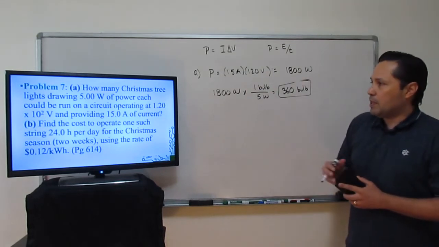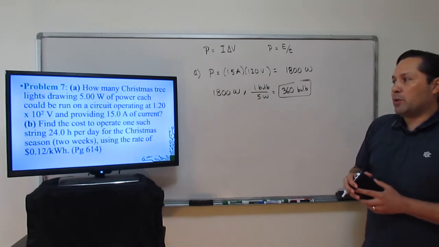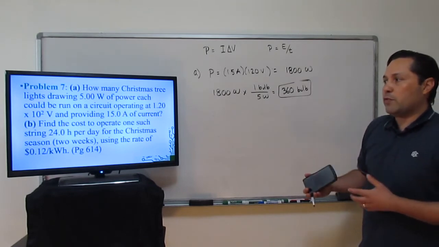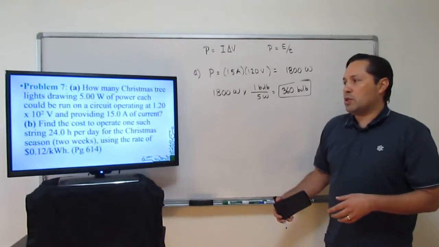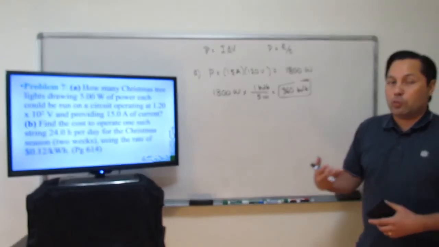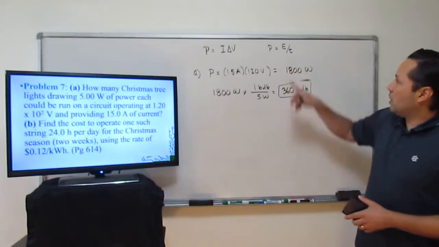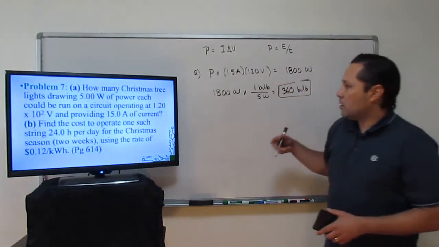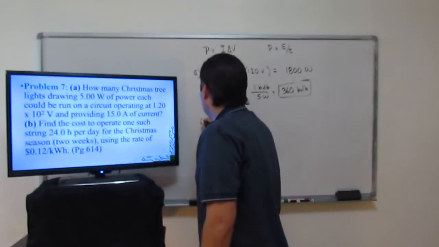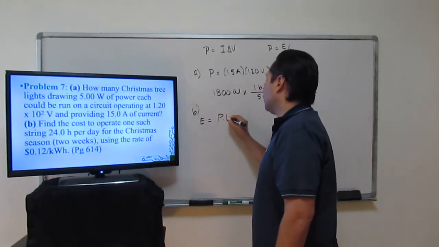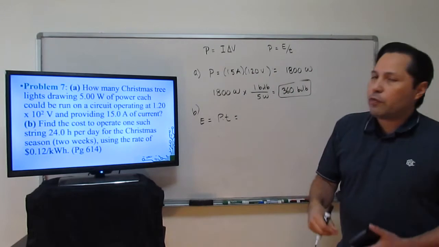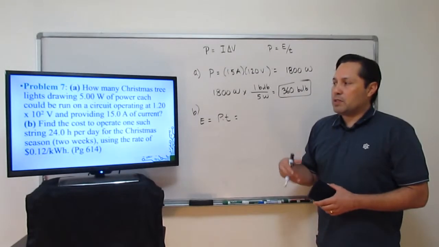Now, part B. They ask you, find the cost to operate such a string for 24 hours a day for the Christmas season, which is 2 weeks, using the rate of 12 cents per kilowatt hour. So again, we're going to use this formula right here. How much energy is that going to be? For part B, it's going to be the power multiplied times the time. And the unit we're going to use is kilowatt hours.